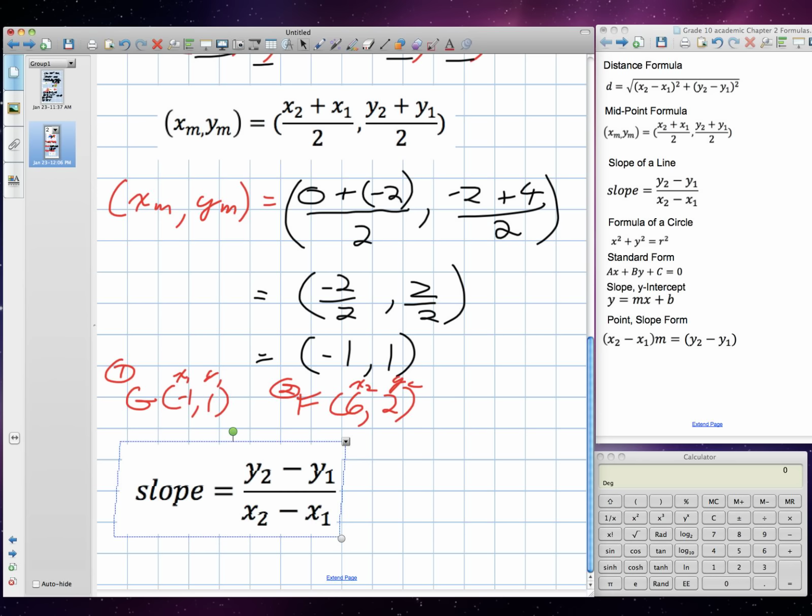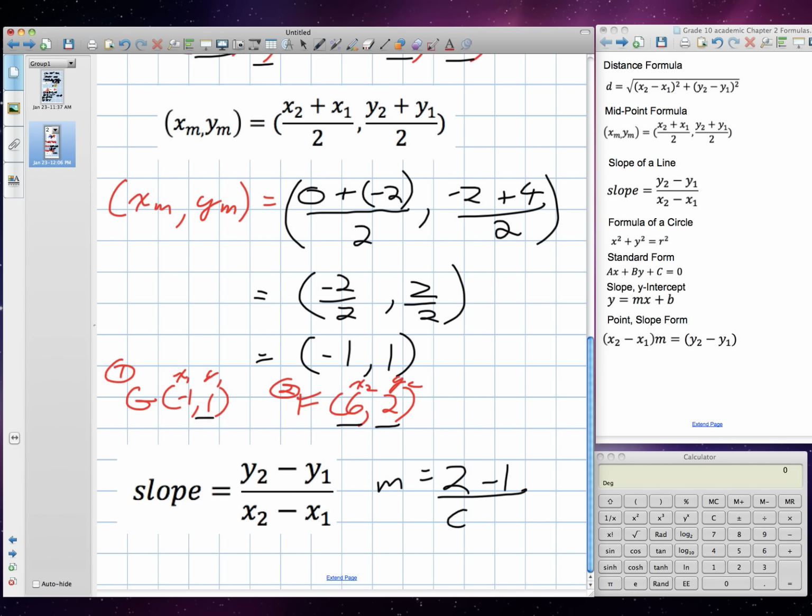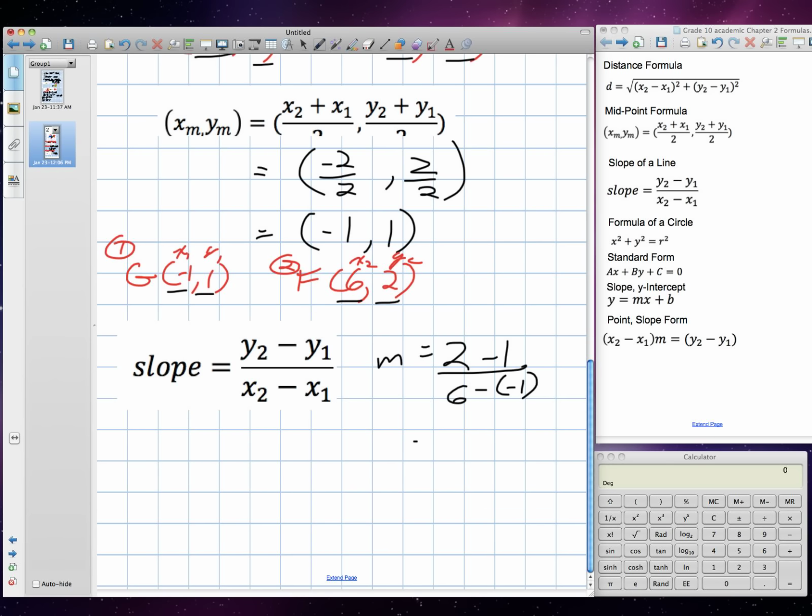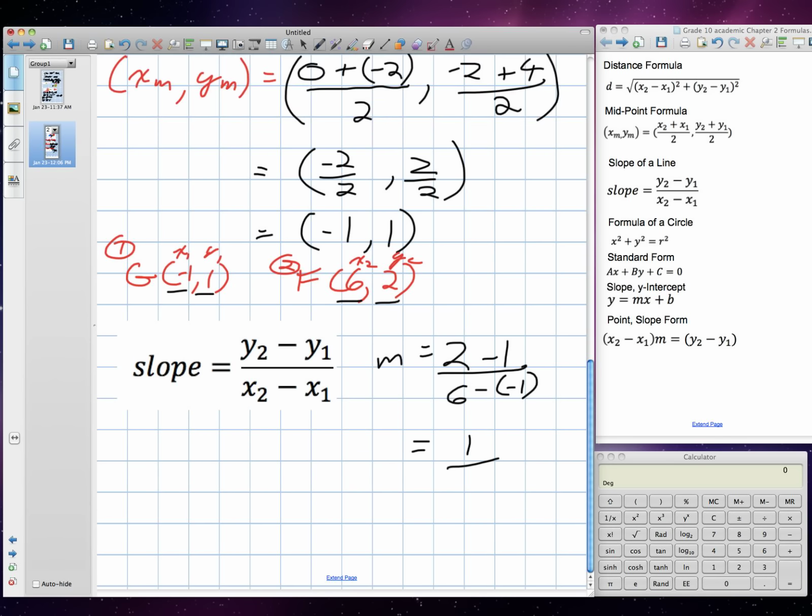So slope, which is also m, so I'm going to replace it with m, is equal to y2 which is 2, subtract y1 which is 1, divided by x2 which is 6, subtract x1 which is -1. Okay? That is going to give us a slope of 1 over that 6 plus 1, which is 7. So the slope of this line is 1 over 7.